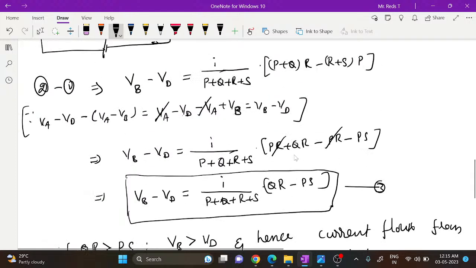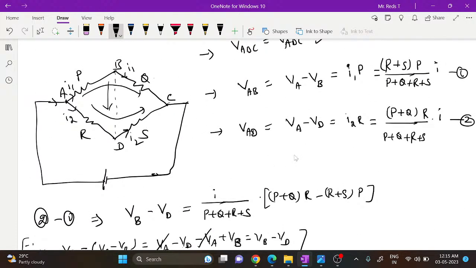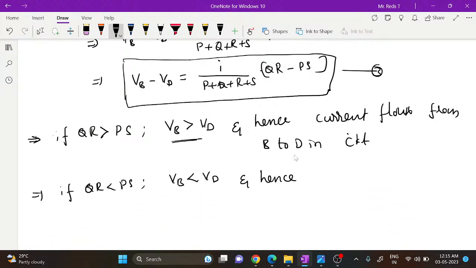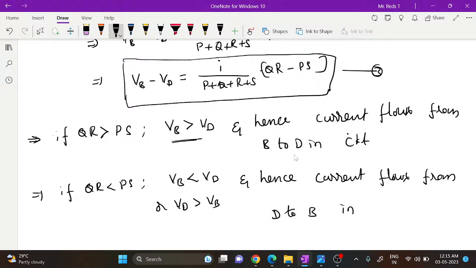So if QR is less than PS, then VB will be less than VD, and hence, VD is greater, which means current flows from higher potential to lower potential. So if you connect a galvanometer here, current flows from D to B. So that's what you have to understand. If VB is less than VD, or VD is greater than VB, hence current flows from D to B in the circuit.